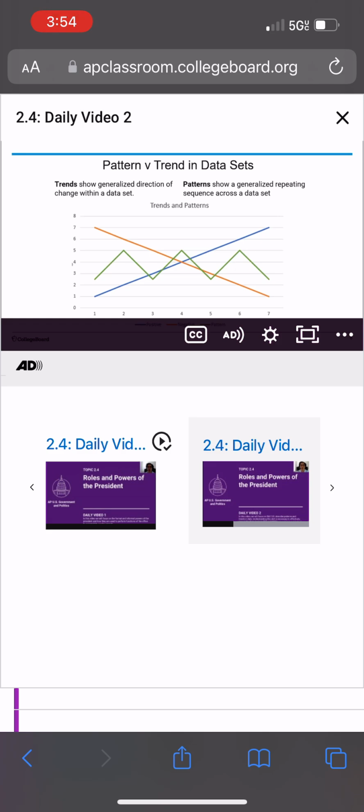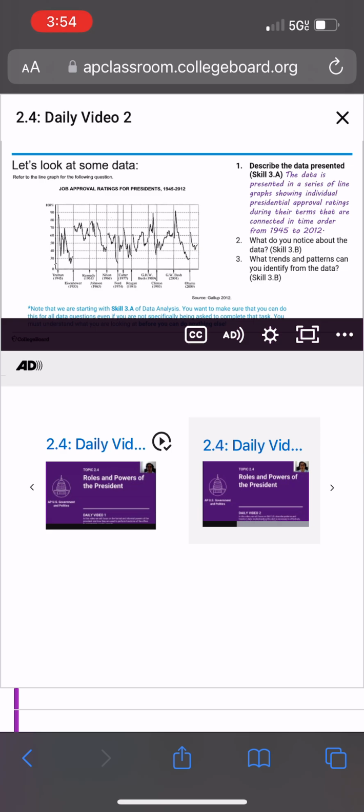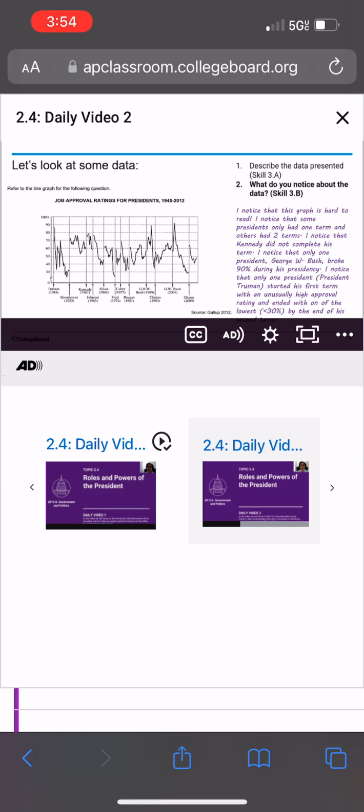All right. So we're looking at some data here, and remember 3A, we need to know what we're looking at. So the data here is presented in a series of line graphs, and they're showing presidential approval ratings from 1945 to 2012, and they're connected together. What do you notice about the data is the question that we're on, and I noticed that the graph is kind of hard to read, but if you just take a second and focus on it and see each grouping as belonging to one of the presidents, then you can start thinking about the bigger picture here.